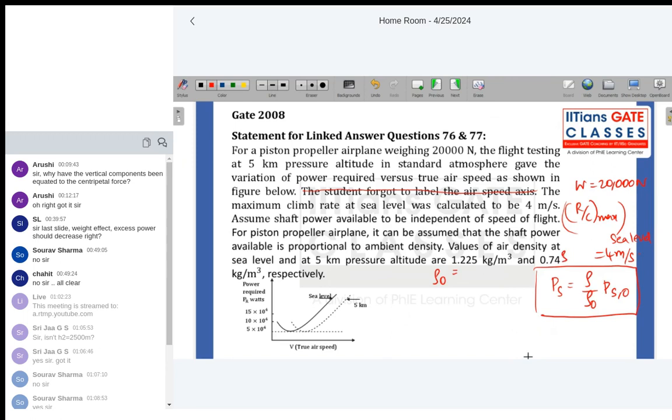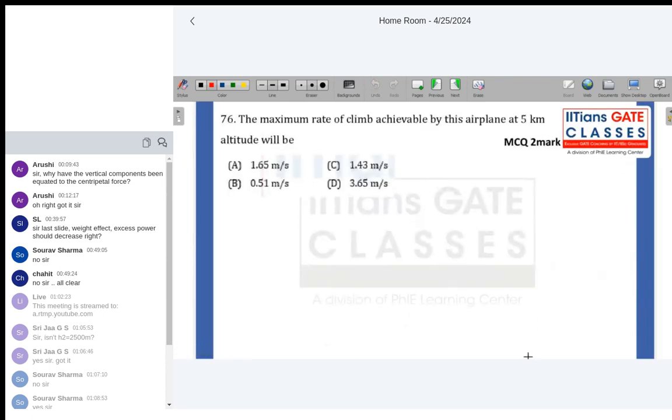Now we have to find out what they asked in question number 76: the maximum rate of climb achievable by this airplane at 5 kilometer altitude will be dash. Option A 1.65 meter per second. Option B 0.51 meter per second. Option C 1.43 meter per second. Option D 3.65 meter per second.